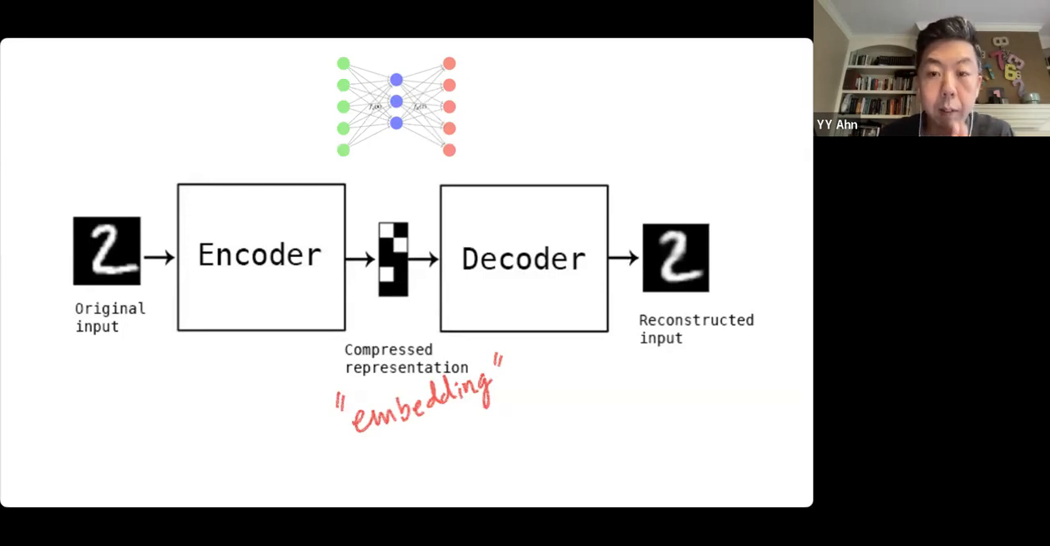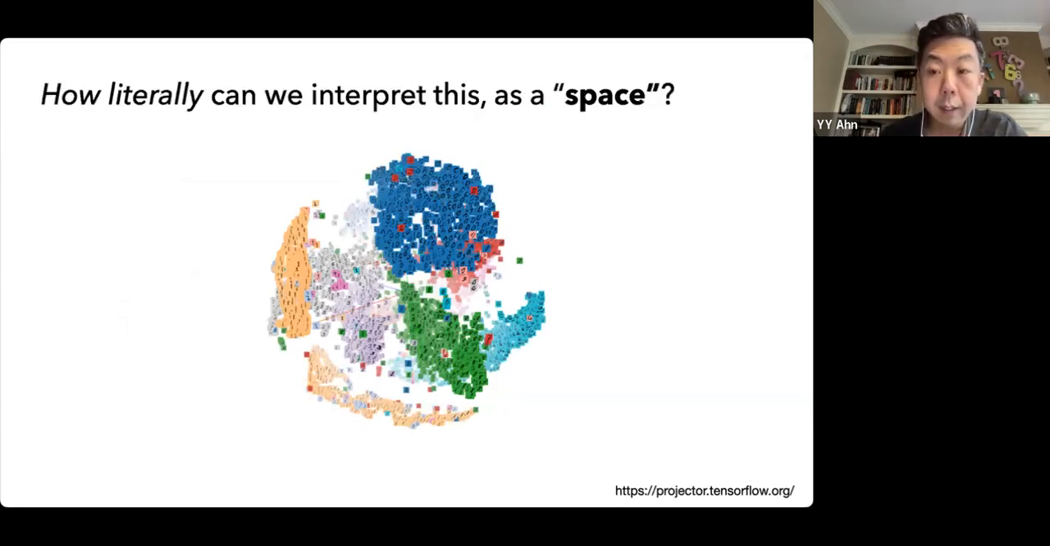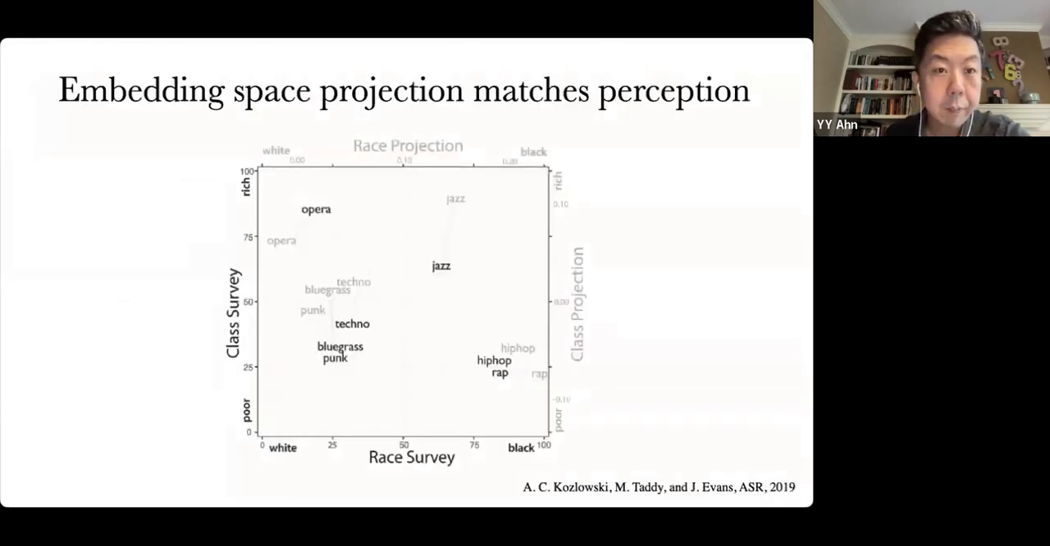It holds a lot of power. By going through this bottleneck, the neural network is able to extract the most important features in the data. And the thing is, these representations, embeddings, live in a vector space. Sometimes we can interpret that space as a kind of literal space, and we can study them. That's one of the things I will talk about today.